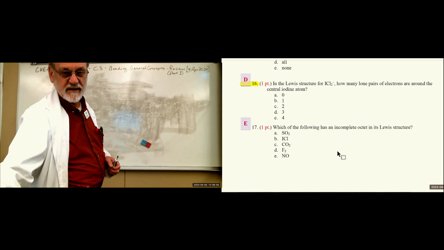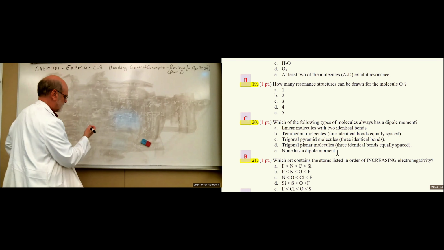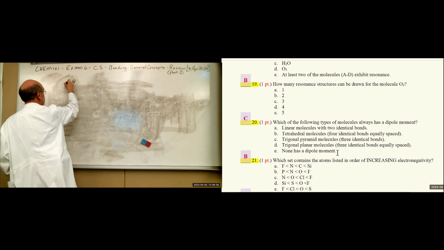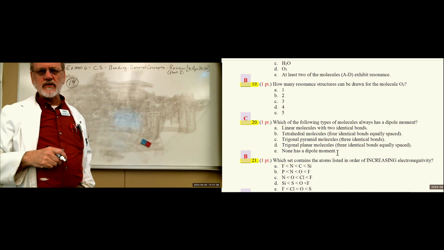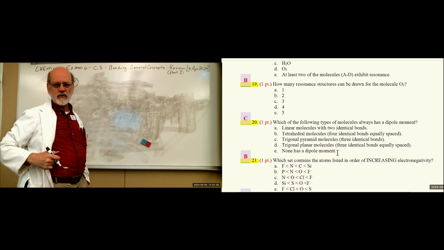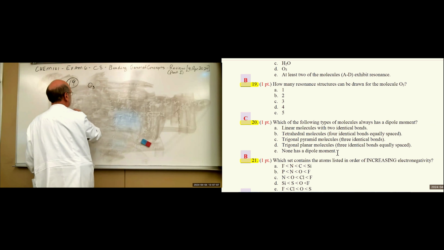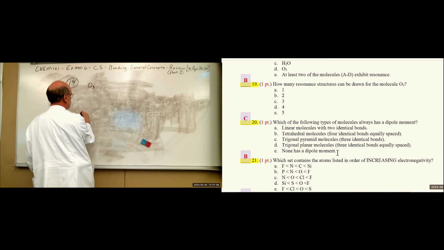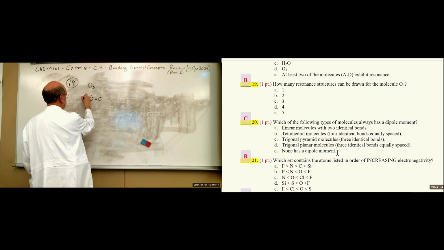All right, 16, 19. How many resonance structures can be drawn for the molecule O3? I should have left that one up there. Ozone. All right. See, can I remember how the ozone went? Like that. Like that. Like that.